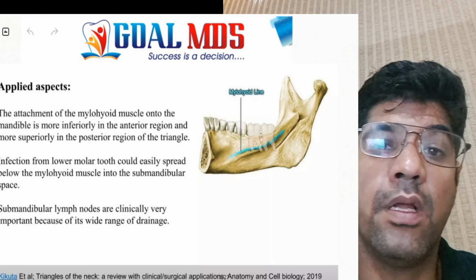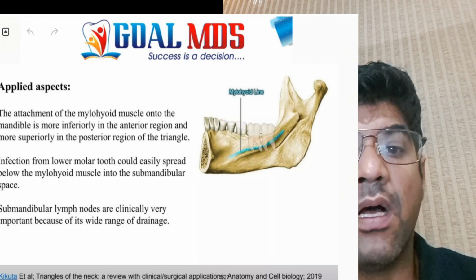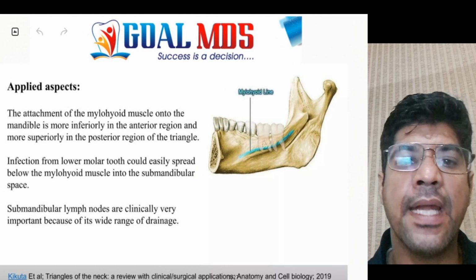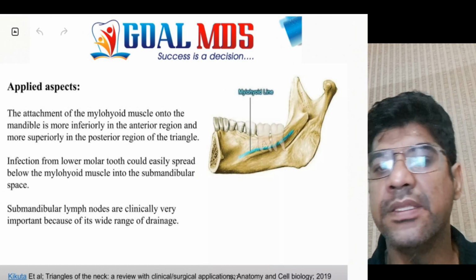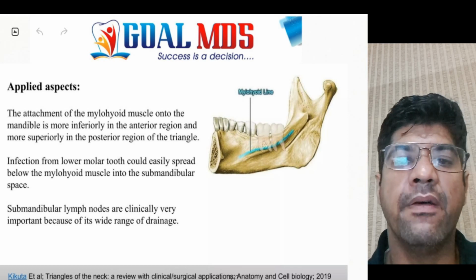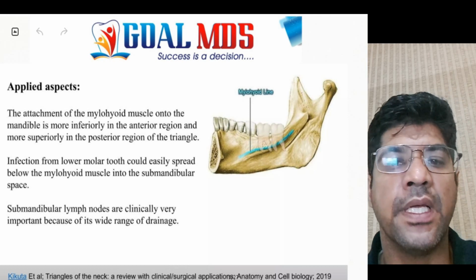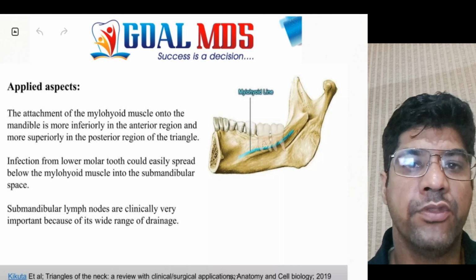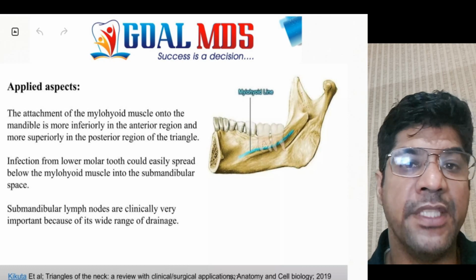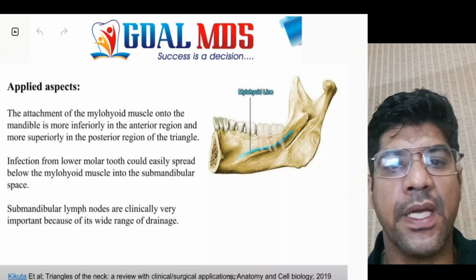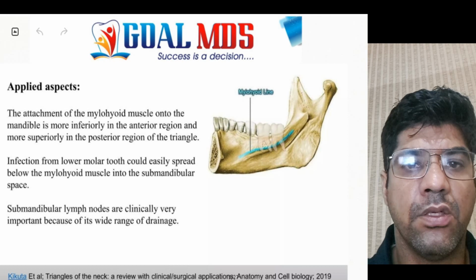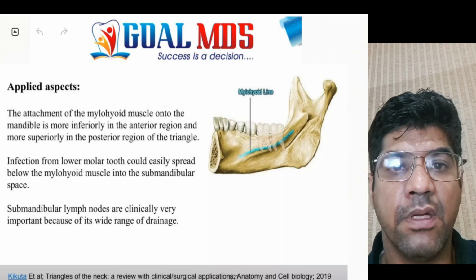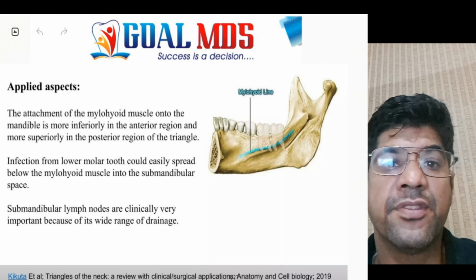Now let us discuss the applied anatomy. Suppose a patient presents with pain and tenderness in the lower part of the neck, just above the clavicle. The pain worsens when the patient swallows or turns their head. So the patient's symptoms suggest a potential issue within the digastric triangle of the neck. So here several structures could be involved.